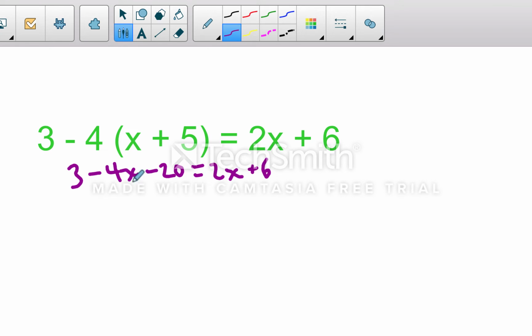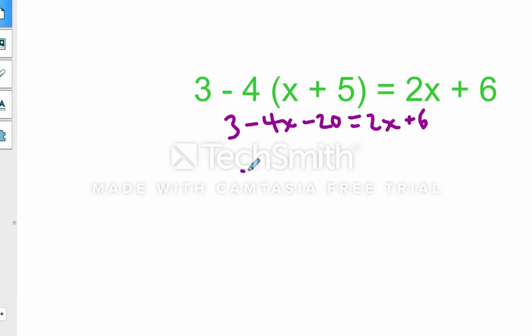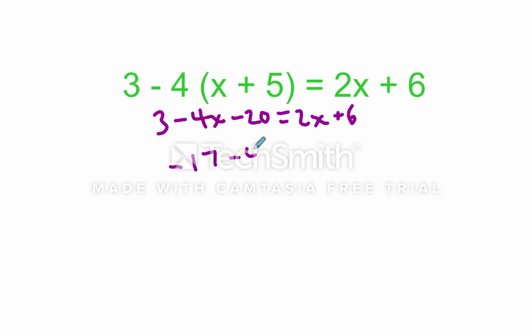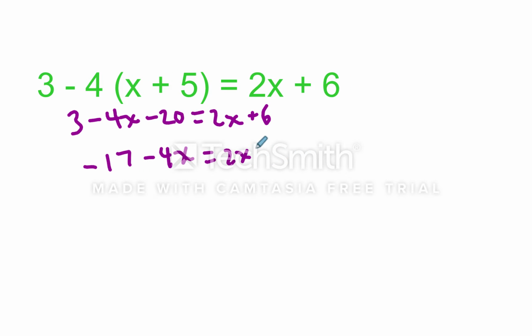2x plus 6. Well, the next step would be to combine these like terms, 3 and negative 20. So I'm going to make that negative 17. We're subtracting 4x. And it still equals 2x plus 6. At this point, we got to keep in mind what's our goal. Our goal is to find x.